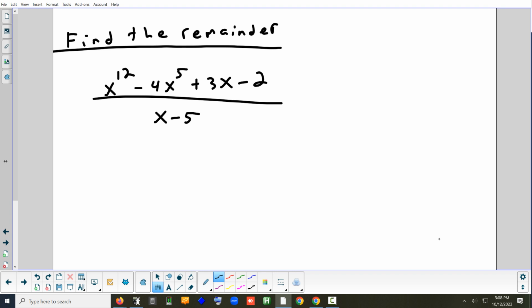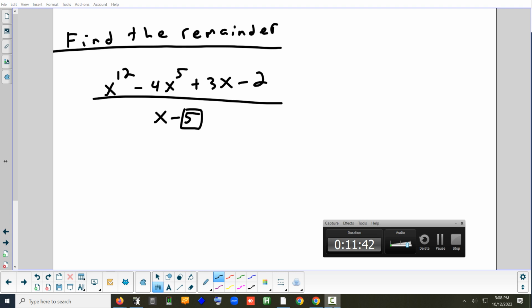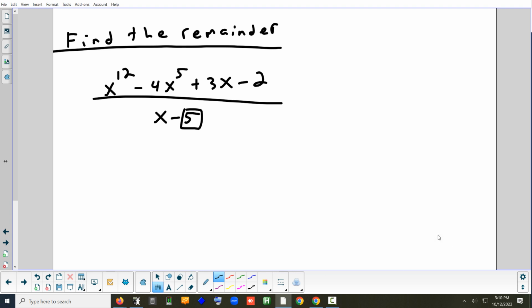So the remainder theorem says you can take the number after the minus sign. So in this case, it's a 5. And what are we going to do with the 5? Plug it in for x. Plug it in for x where? In the top. Yeah, in the top. So we're going to take the 5 and fill it into the top. That's a lot faster than having to do the long division.